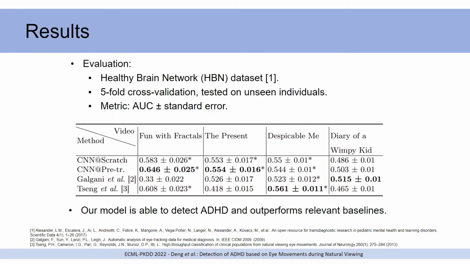We evaluate the models on the HBN dataset using cross-validation. We use the AUC metric and evaluate on 4 different videos. We showed that our model performs significantly above chance level in 3 out of 4 videos, marked with asterisk. For the best performing video, Fractals, the pre-training further improved the performance of the model trained from scratch and outperforms the baselines.